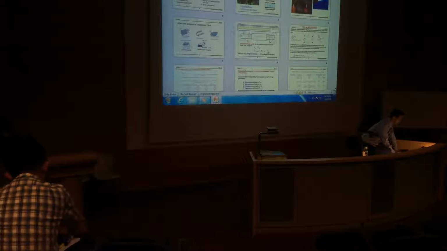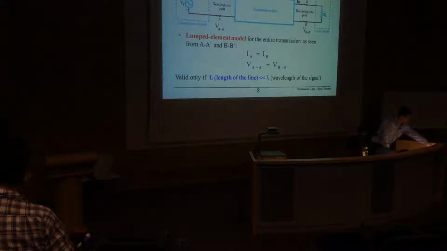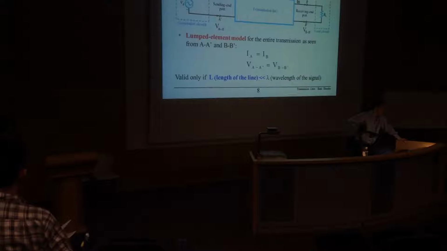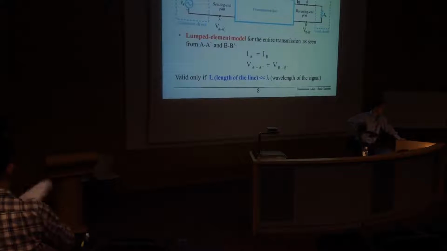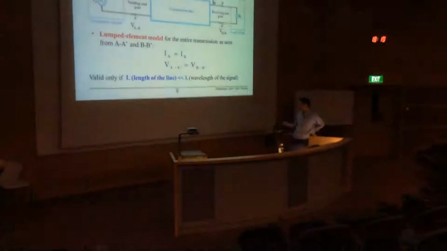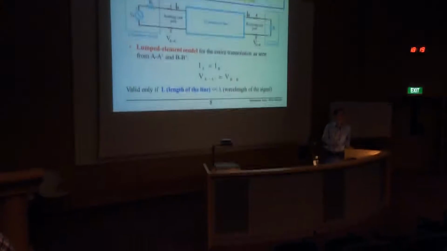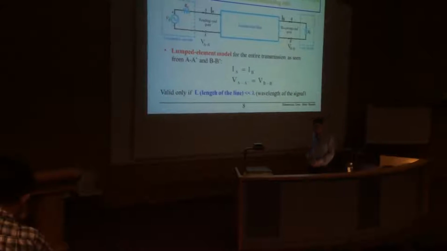Initially, the idea is KVL and KCL can be applied to transmission lines or the lumped element model is valid only when the physical length is much shorter than the wavelength of the signal. This is a very important assumption. Okay. So then, for transmission line and microwave, how can we apply the KVL and the KCL?